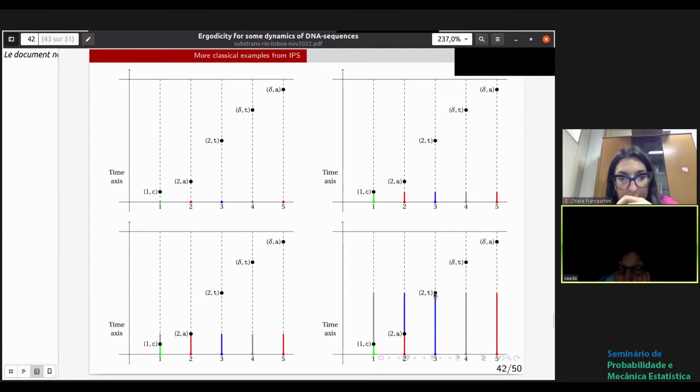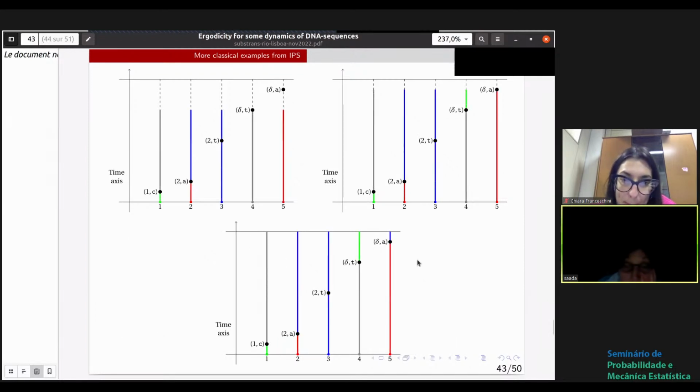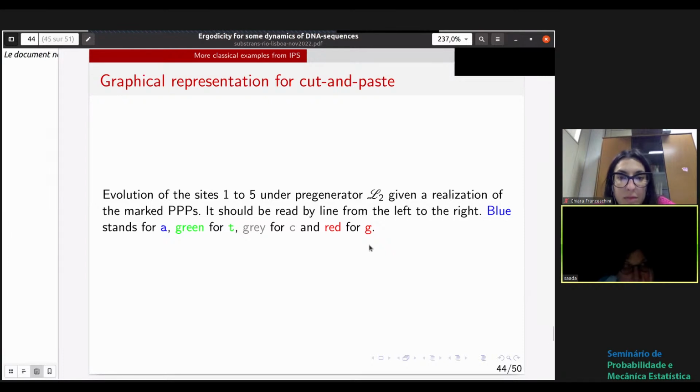So we just go up here, and then a delta, and a delta, you can become whatever you want. And then another delta, and you become whatever you want. So that was the representation for the substitution. And then for the cut and paste, we just do cycles.